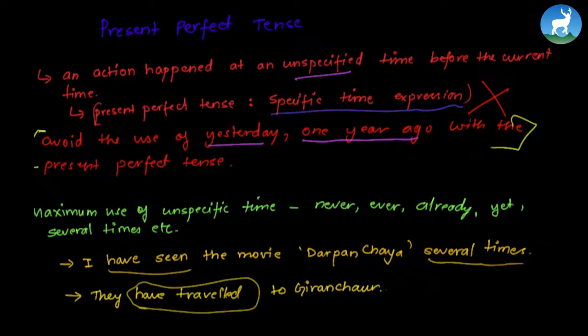For example, never, ever, already, yet, several times. Example, they have traveled to Kirantor. You've not specified the time expression here. You can also write, they have never traveled to Kirantor. This is correct as well. I have seen the movie Darpan Chhaya several times. This is the present perfect tense.